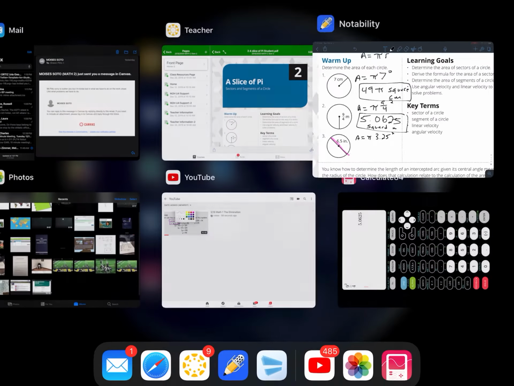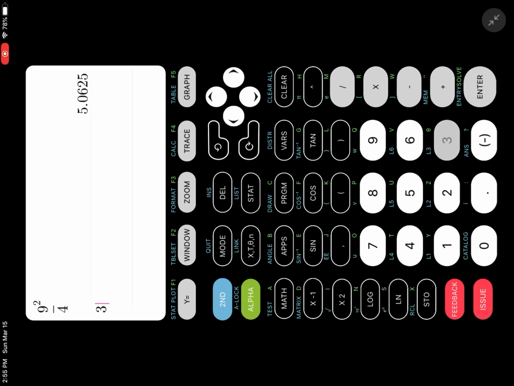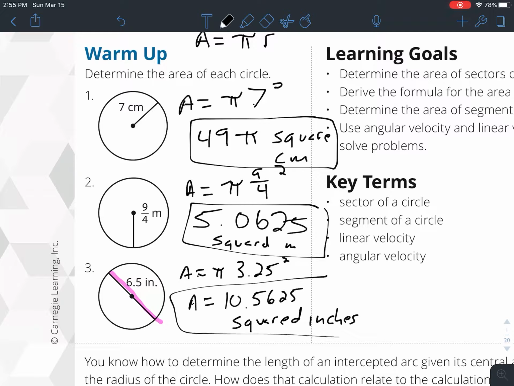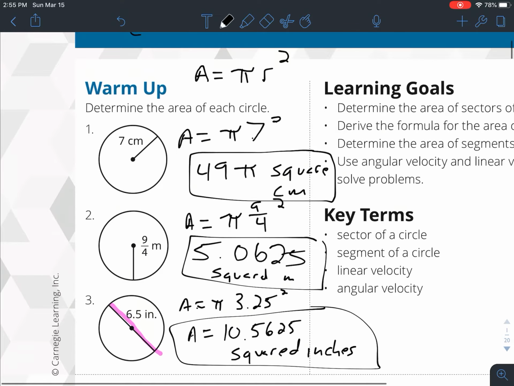Once again, going back to the calculator, if I type in 3.25 squared, hit enter, gives me 10.5625. Making it easy. Area equals 10.5625 squared inches is your answer. So again, area of a circle is area equals pi times r squared.